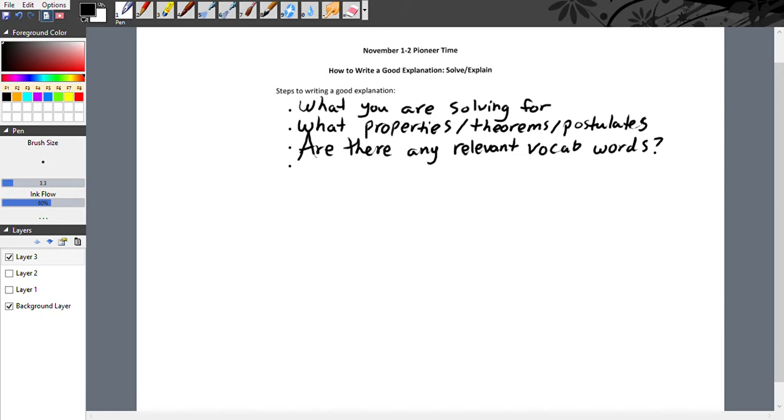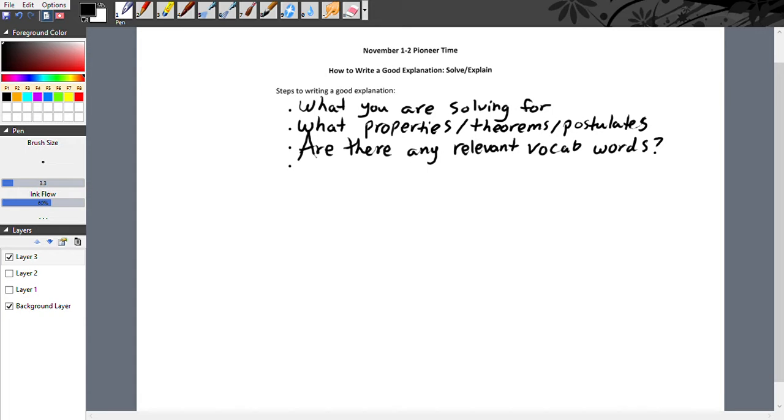But what does that actually tell you? Another vocab word that's related to that is saying that those angles are congruent. Congruent is a vocab word that would be very good to include in your explain because it tells me that you know more than just the name of the theorem. You know what that theorem means.